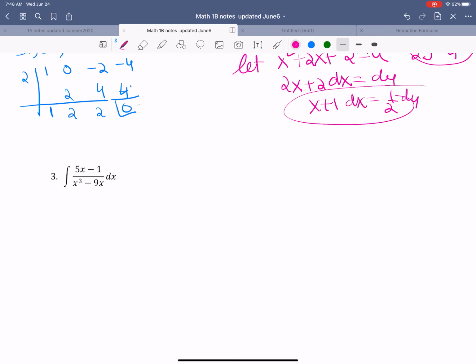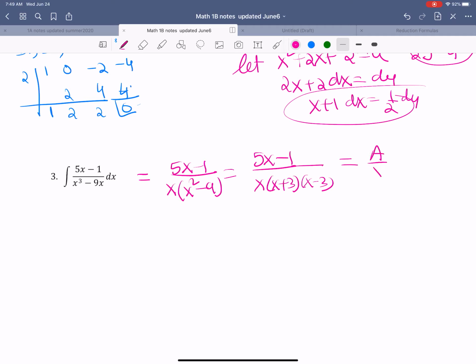And the next one is 5x minus 1 over x cubed minus 9x. Let's go ahead and see if I can factor it. If I factor the top, no, the top is not factorable. The bottom is factorable, so I'm going to only focus on the fraction right now. From the bottom, I can pull out an x. Then x squared minus 9 gives 5x minus 1 over x times (x plus 3)(x minus 3). Looks like this would be a partial fraction decomposition problem. We would have to use partial fractions here.